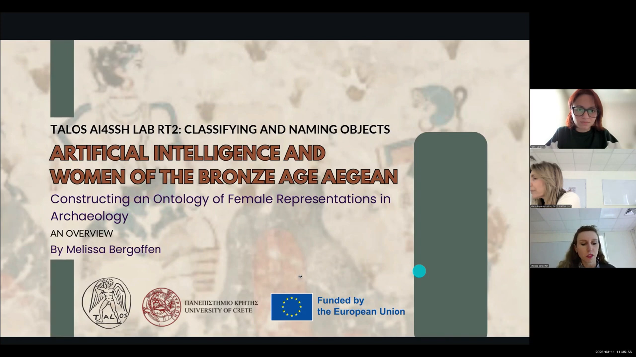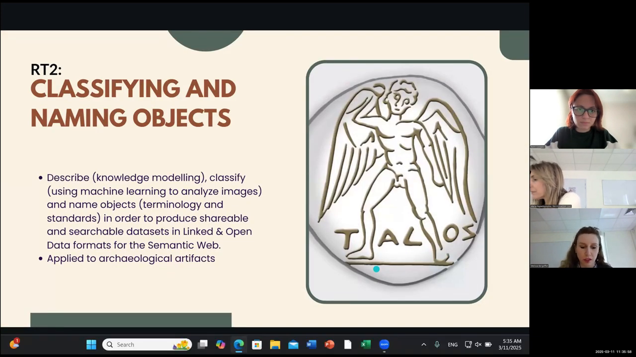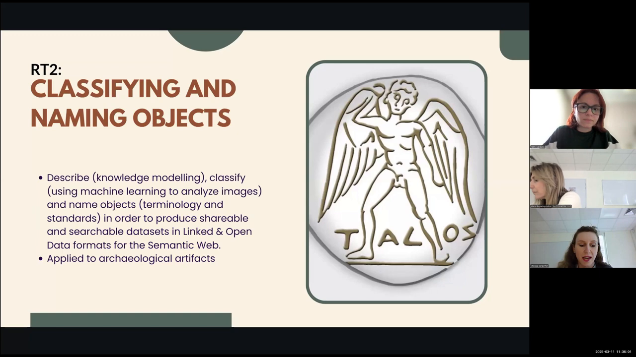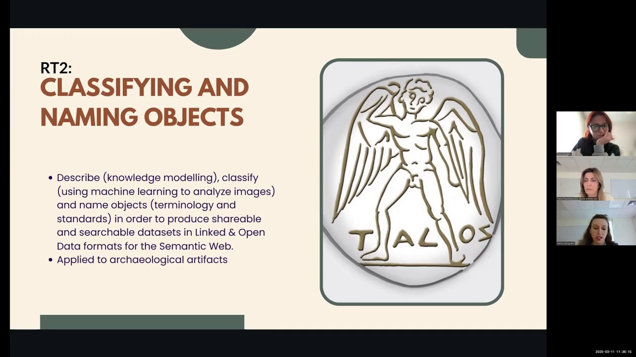Okay. So before getting into my specific research, I wanted to briefly summarize what TALOS's research topic 2, classifying and naming objects, is intended to achieve. As explained on the TALOS website, this particular research topic aims at describing and classifying archaeological materials in order to standardize metadata and therefore allow shareable and searchable linked open data. This really resonates with me because I do believe that archaeological information should be more quickly accessible to and usable by researchers, if not the wider general public.